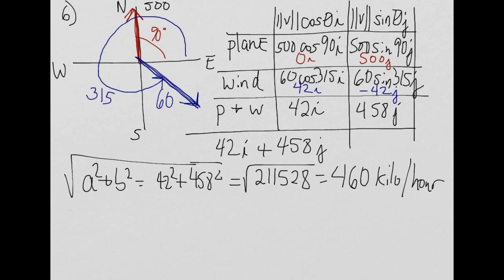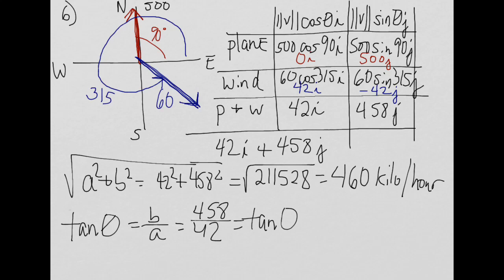Now I need to find the actual plane direction, so that's that other formula. And again, you'll be given these on the test. Tan theta equals b divided by a. My b is 458 divided by 42. Now I need to do inverse tangent in the calculator to get that angle. Okay, so the angle that I get is 85 degrees.